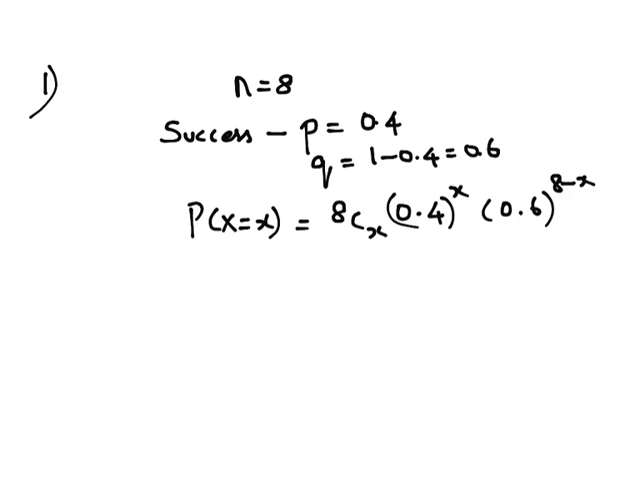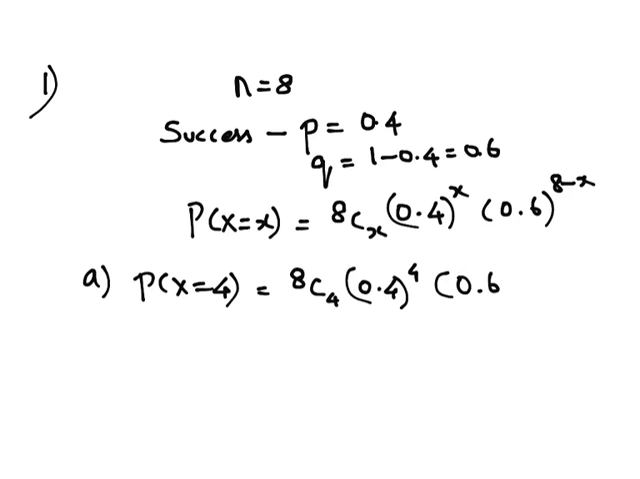So out of 8, what is the probability that exactly 4? So the first one is P of X equal to 4. Now you can either put x as 4, so 8C4, 0.4 power 4, 0.6 power 8 minus 4, which is 4, and calculate this, or the easiest way is using the graphic display calculator. Now I'll tell you how to find the answer for this.